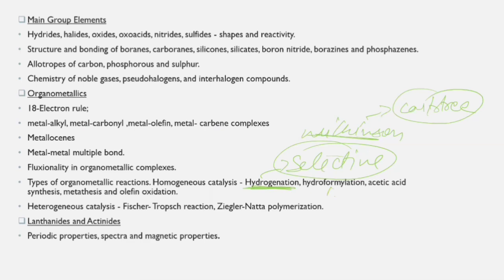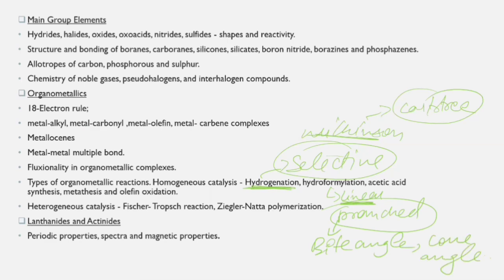Further, you have hydroformylation, in which you form linear and branched aldehydes. So you should know how to increase the amount of linear aldehydes and decrease the amount of branched ones you are getting. You can use different ligands. Here you get the concept of bite angle and cone angle. These are also very important. Further, you have acetic acid, in which you have Monsanto and Cativa.